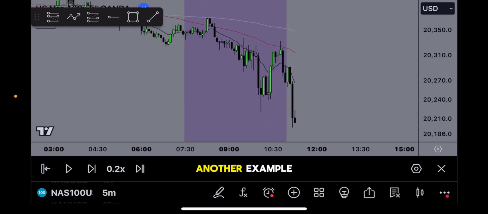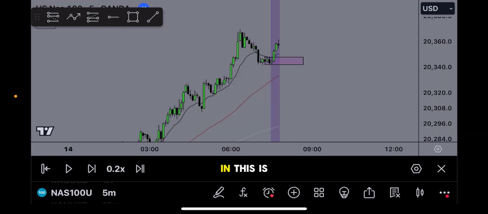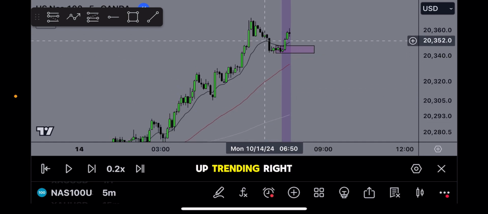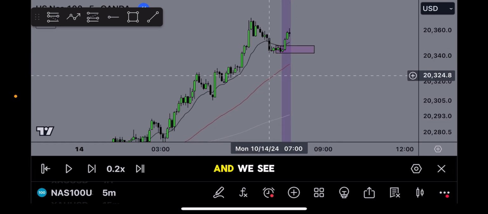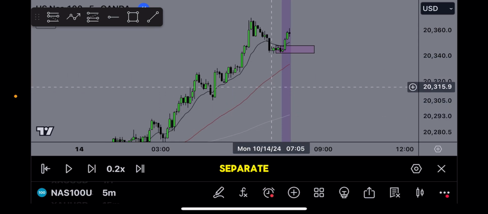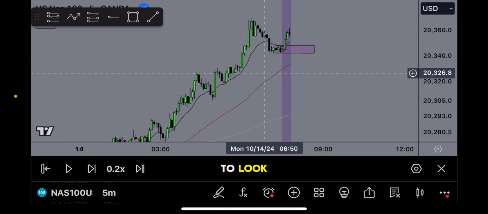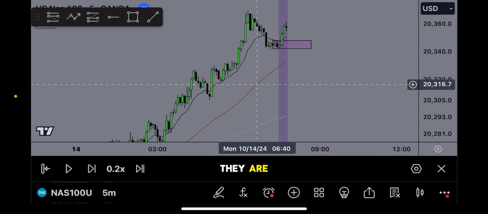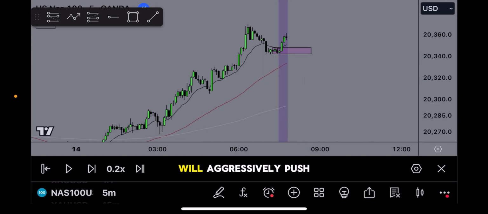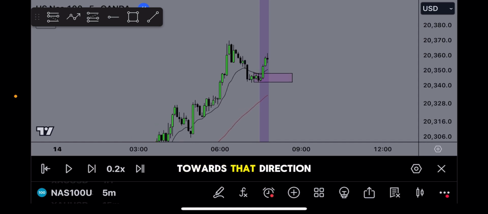Let's go to another example. In this example, we see price uptrending, right? And we see the 3 MAs are under price, separate. And this is how we want the 3 MAs to look. The more separate they are, the higher the confirmation, the momentum will aggressively push towards that direction, right?